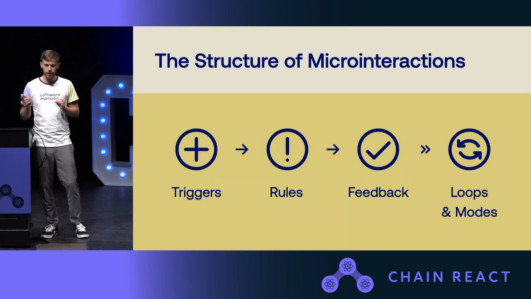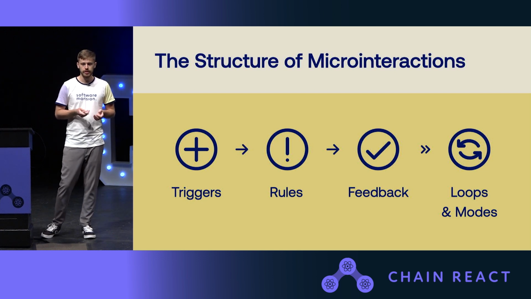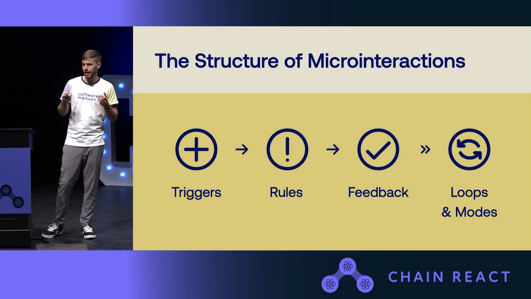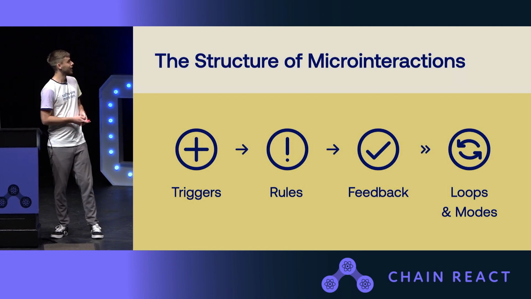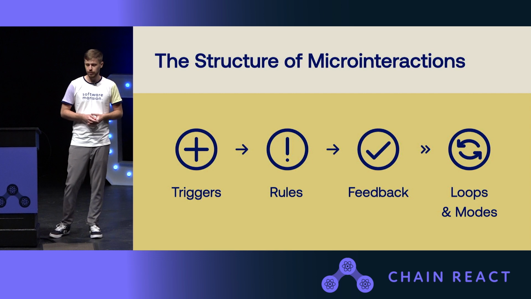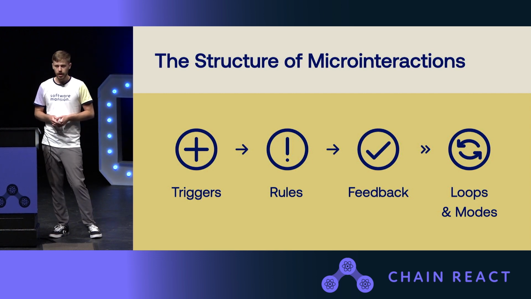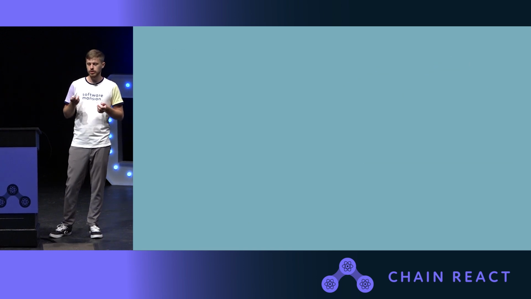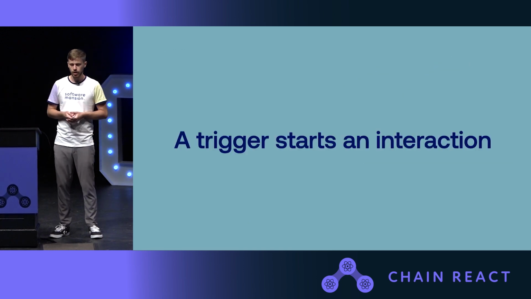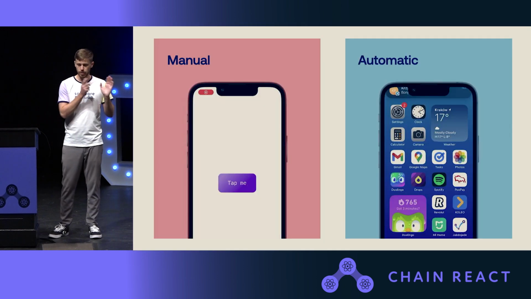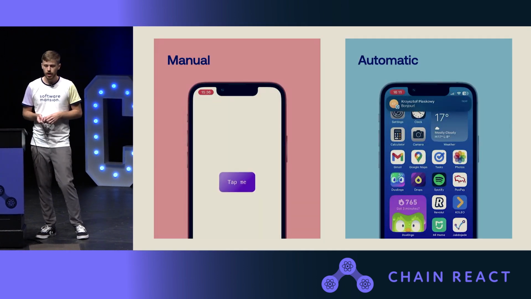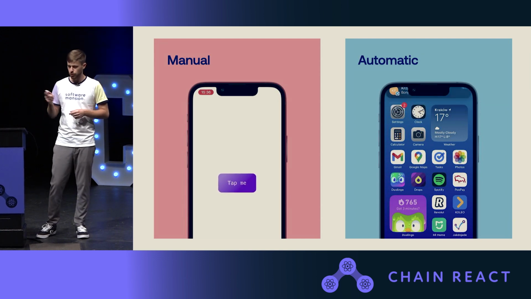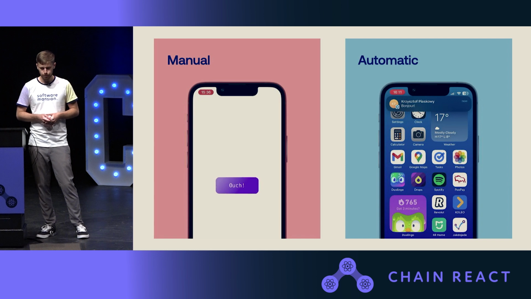And microinteractions have a structure. They have some guidelines. And by pure coincidence, this is the exact agenda of my talk. So they have triggers, rules, feedback, loops, and modes. Let's start with triggers. Triggers are what starts an interaction. And they are both manual and automatic. With manual, I want you to think more like buttons. With automatic, more like notifications. I'll get to that in a second.